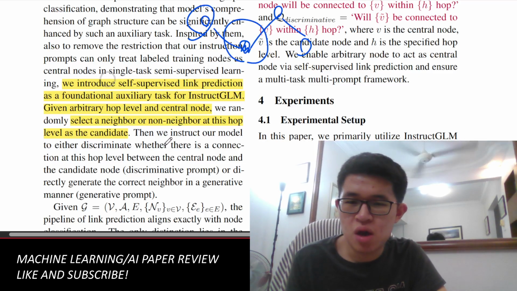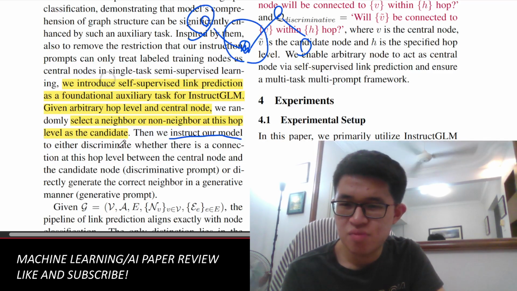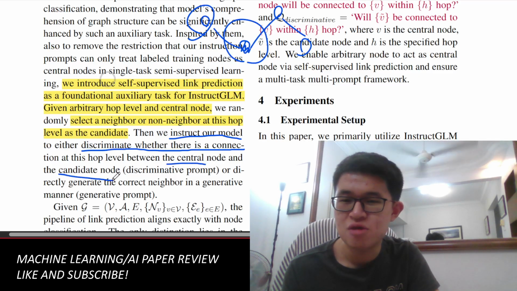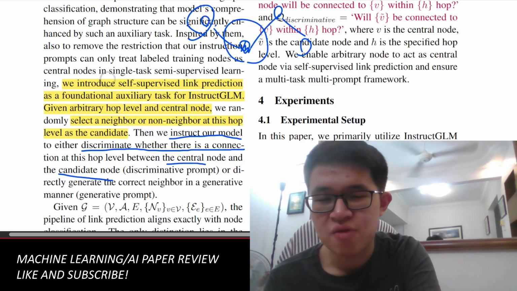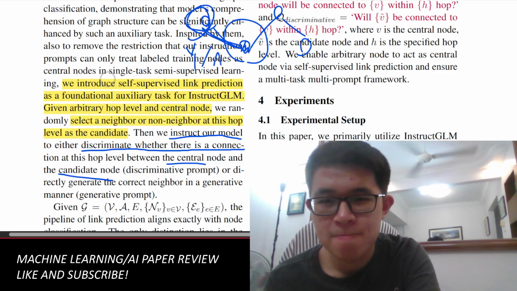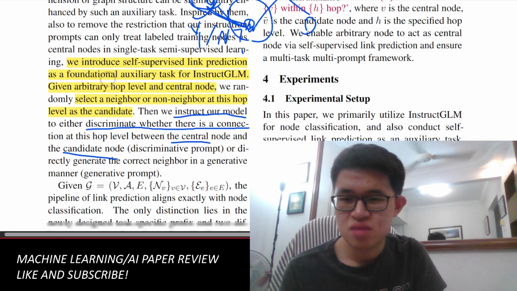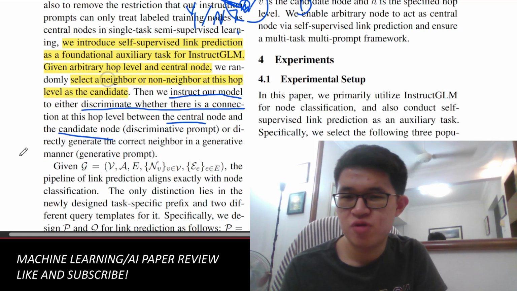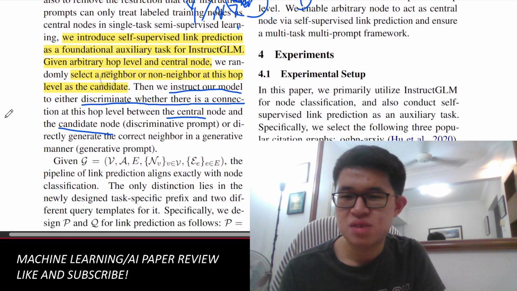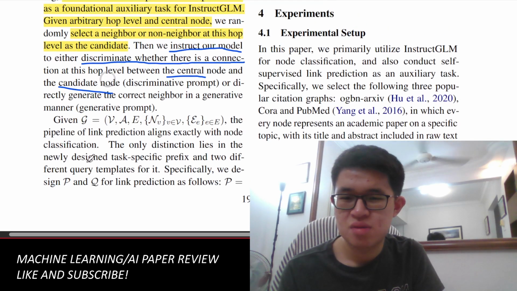Then you instruct the model to discriminate whether there is a connection between the central node and the selected node. So it's like, if I select this one, is it connected? Yes or no. Obviously we want it to predict that yes, there is a connection. So that's their auxiliary task, and this is called link prediction.